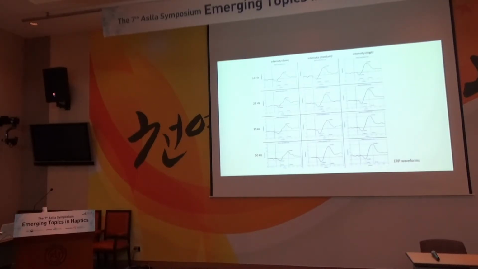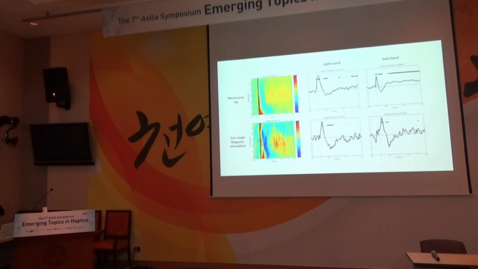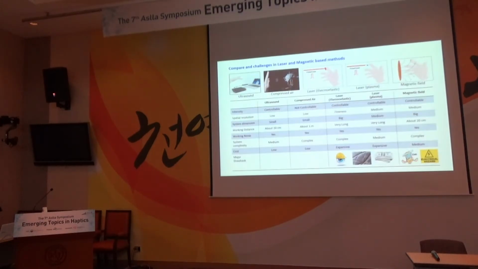We gathered brain signals, and we analyzed the ERP waveform. We tried three intensities, low, medium, and high, and four frequencies. For all parameters we can check the brain signals, N100 and P300. We also did a frequency response, and the wave shape is right here, and with one single magnetic stimulation this wave has a similar tendency.